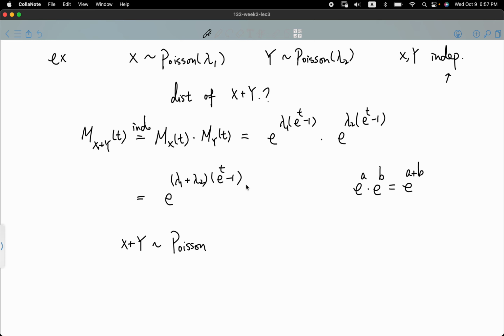This is because you can see that the resulting moment generating function is very similar to the moment generating function of a Poisson distribution. The only difference is that the parameter is updated. So the parameter for this new random variable x plus y will be the parameter here, which is lambda 1 plus lambda 2. And we can conclude that the new random variable x plus y also follows a Poisson distribution, but has a parameter that is lambda 1 plus lambda 2. Okay, so that is our first example.